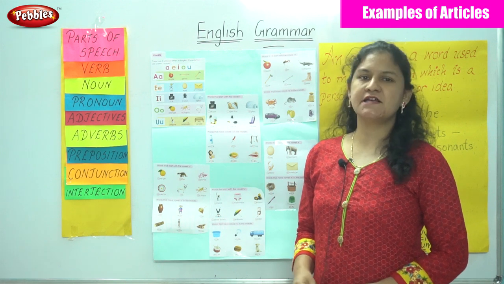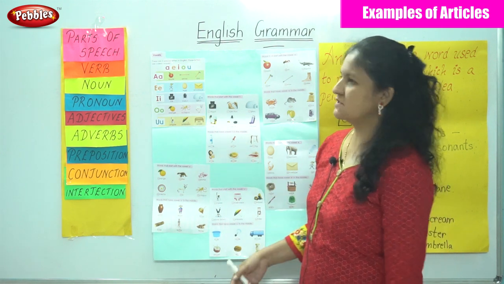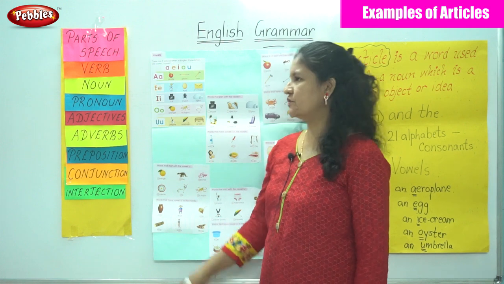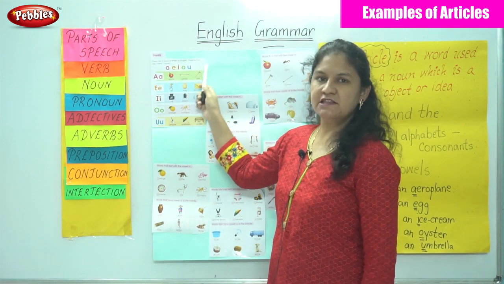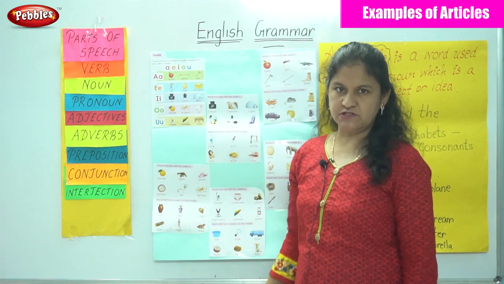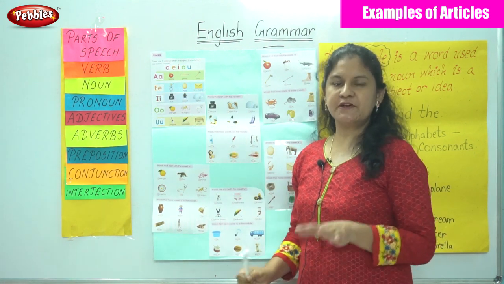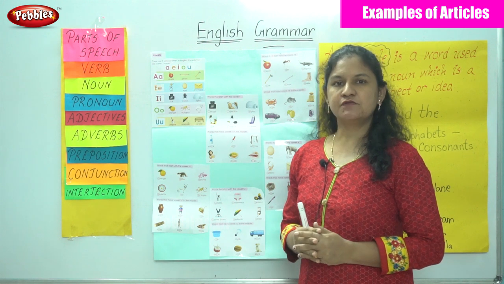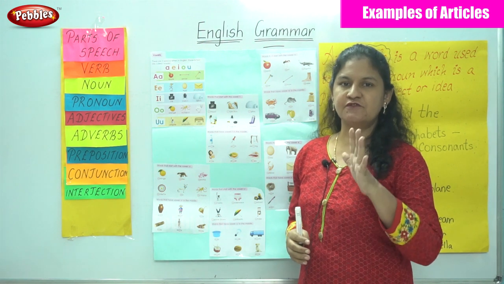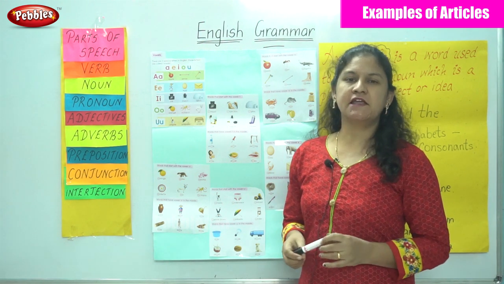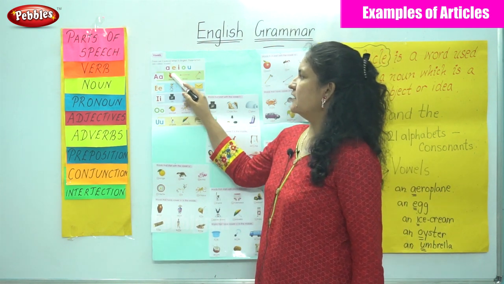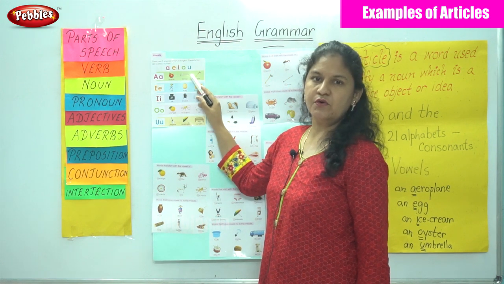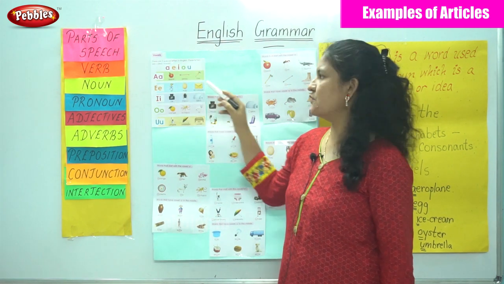So let us see some more examples of articles. As I've already told you, there are 5 special letters in English. These letters are called vowels. Out of the 26 English alphabets, there are 5 special letters and they are called vowels. So A, E, I, O, U. These are known as vowels.